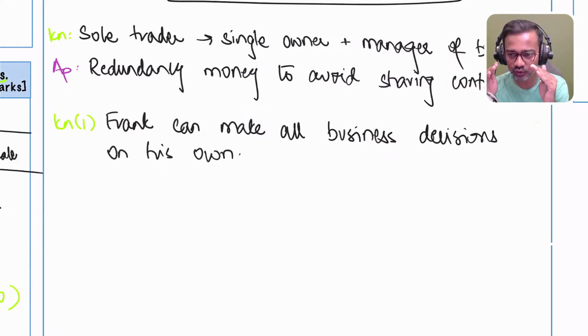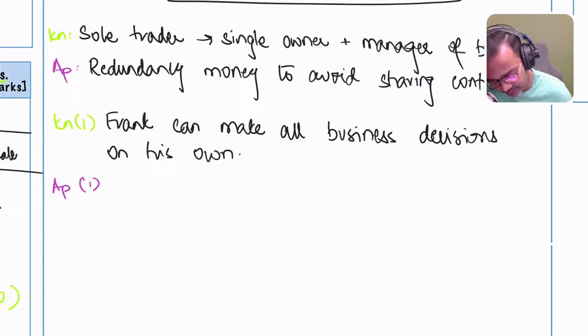And then what you have to do over your next layers of application and analysis is basically prove this point of knowledge, that I'm going to show you how Frank is taking business decisions himself and how that is a good thing for him. Okay, so then the application, you will need at least 2 layers. It doesn't work out without it.